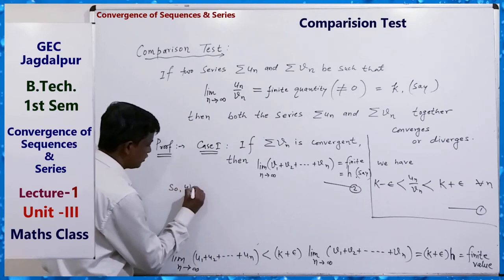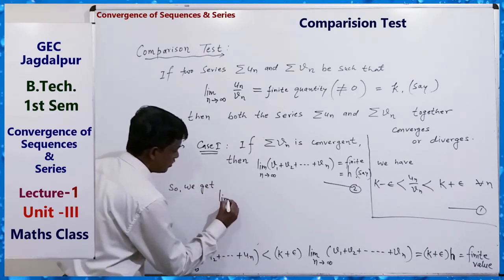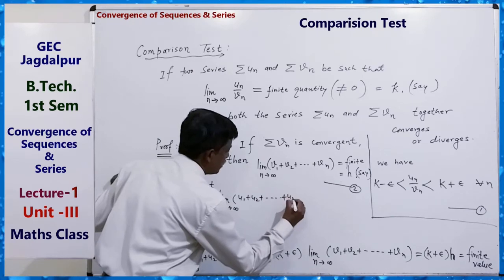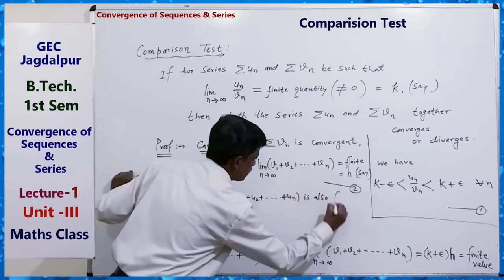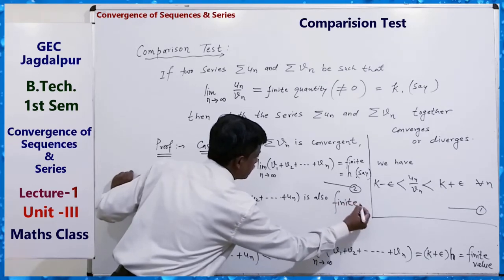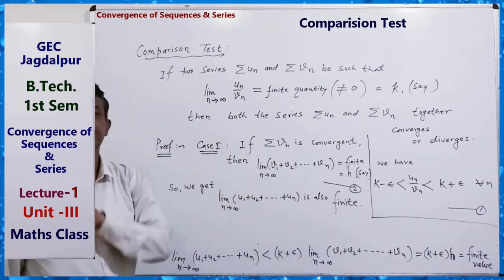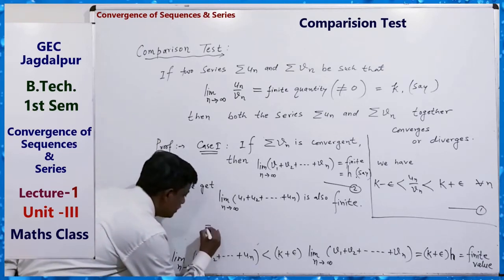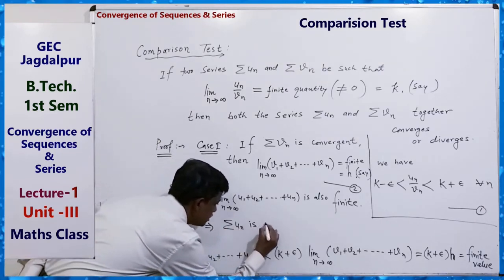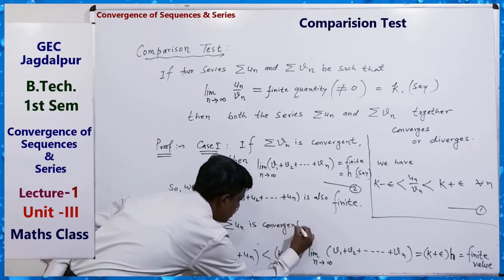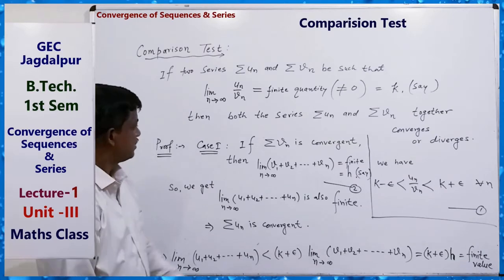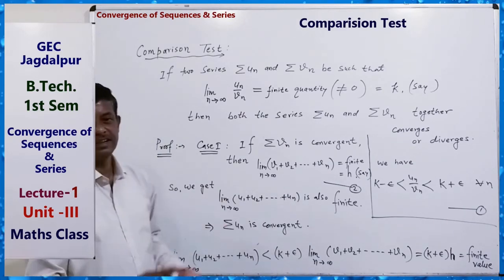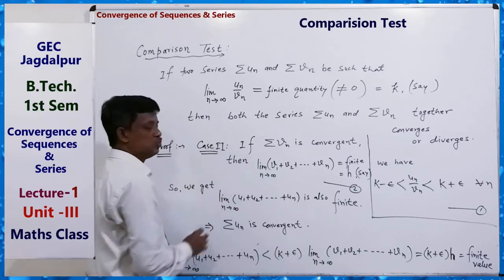So we get limit n tending to infinity u1 plus u2 through un is also finite. Limit, this is also finite. Okay. So we get this is also finite, which implies summation un is convergent. So if summation vn is convergent, then summation un is convergent. Clear? Similarly, case 2. Just consider case 2.